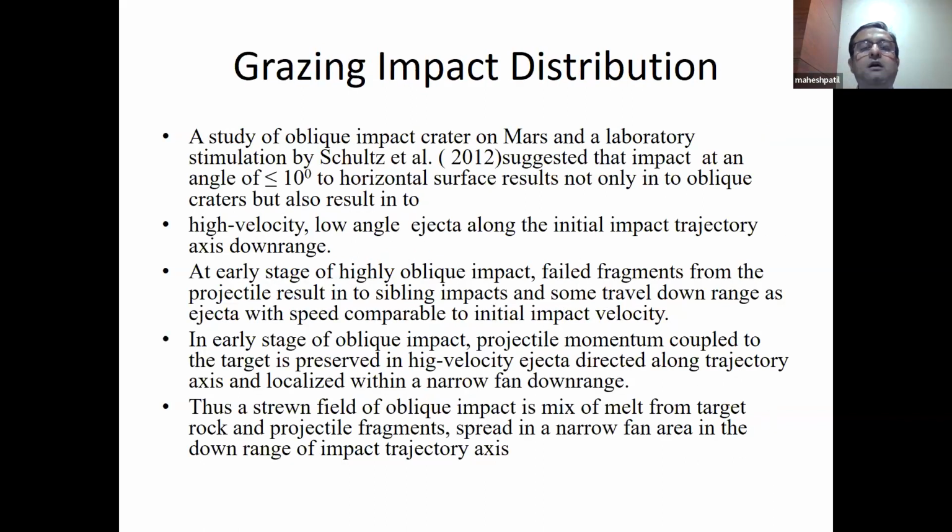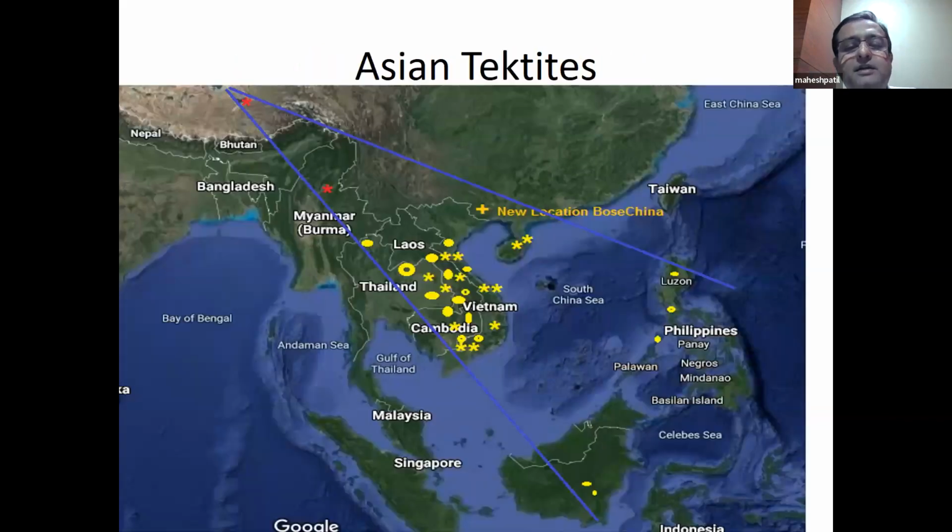Now, if you look at the Asian tektite distribution, Australia also has them, but right now we are focused only on Asia to simplify. Most of them are in a narrow fan. Again, it's a mix of homogeneous and heterogeneous tektites. Myeongdong tektites have certain volatiles which are difficult to justify, and that's how people thought these are fragments of a cometary body, because comets have volatiles.